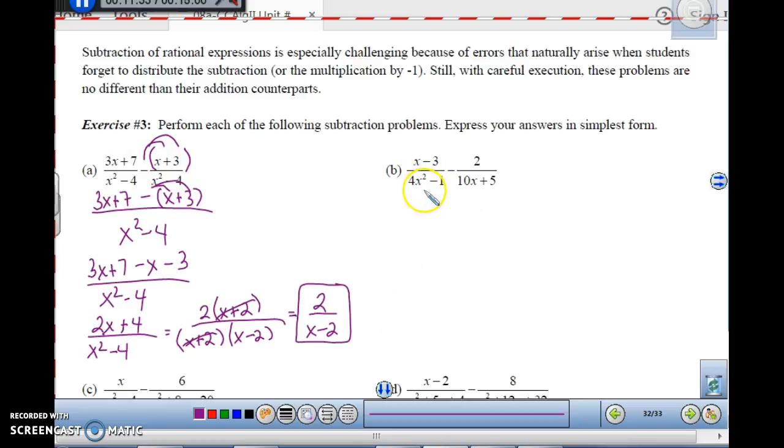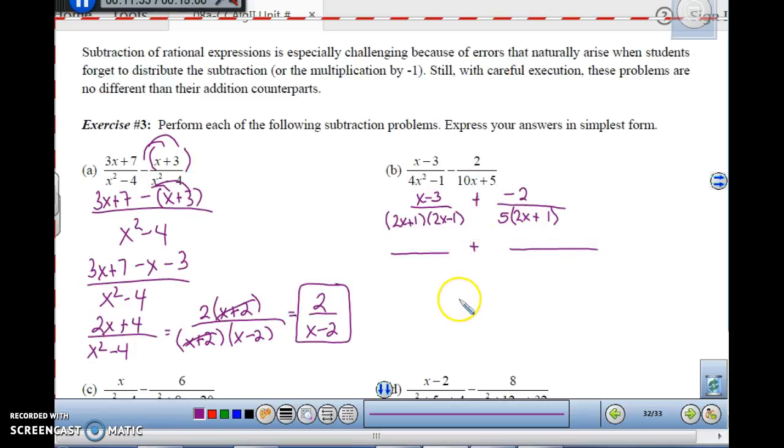All right, now, common denominator for this one's a little bit tricky. Factor it first. Let's do that. x minus 3. This is going to factor by difference of squares, 2x plus 1, 2x minus 1. All right, now to remember that this is actually minus 2, I'm going to rewrite this as plus negative 2 over, factor this, 5 times 2x plus 1. Okay, so now that I've got this all factored, and I move the minus up here so that I don't forget it, I'm going to find my common denominator.